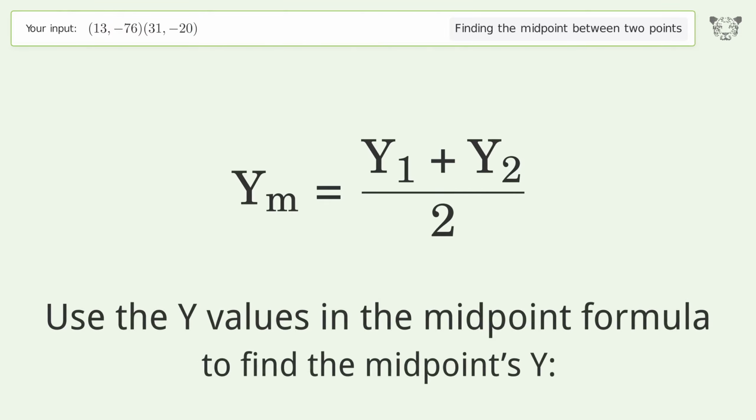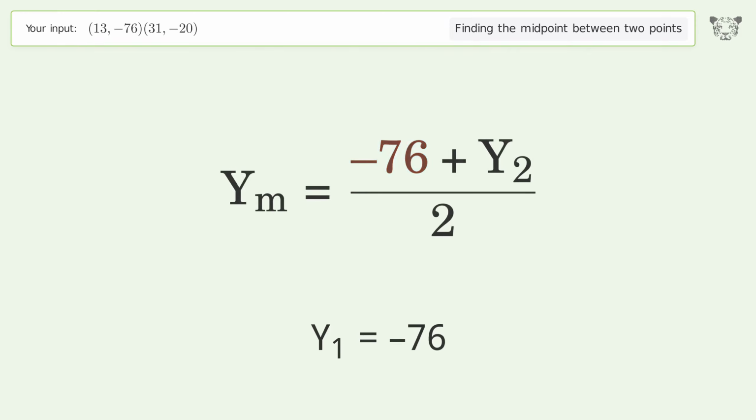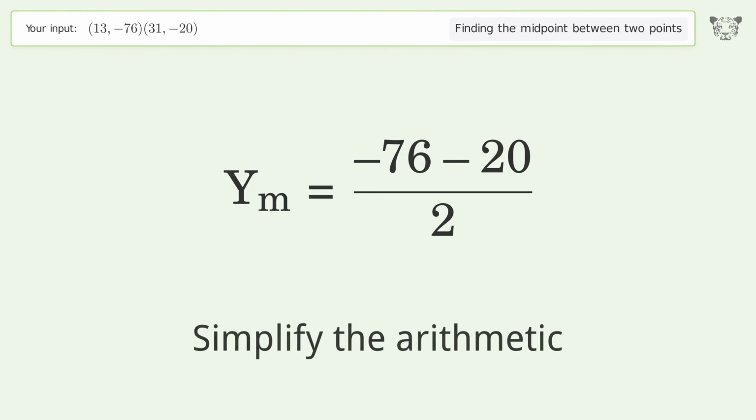Use the y values in the midpoint formula to find the midpoint's y. y1 equals -76. y2 equals -20. Simplify the arithmetic.